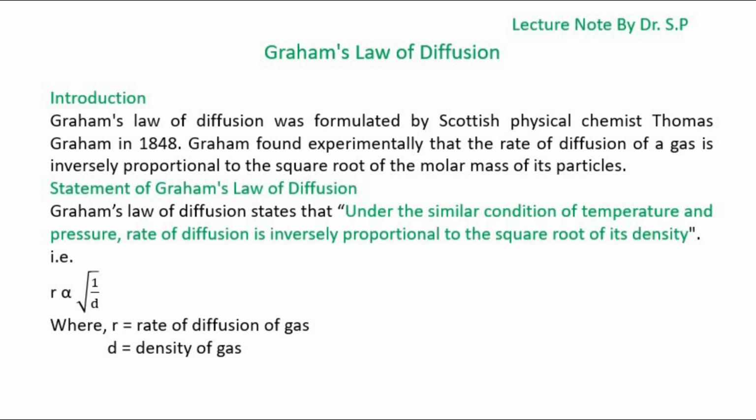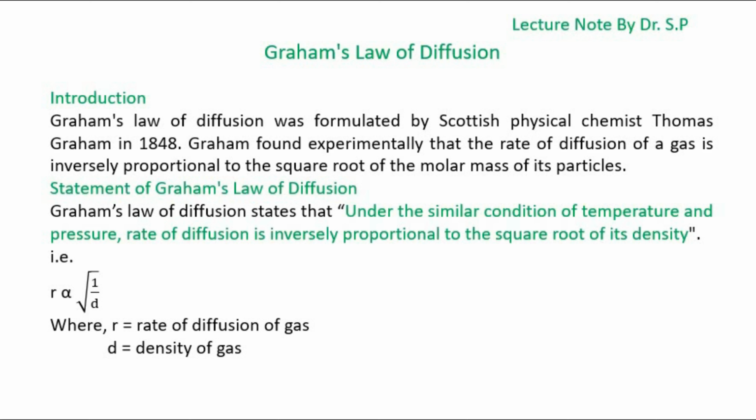Today, in this tutorial I will discuss Graham's law of diffusion. Let's start with introduction. Graham's law of diffusion was formulated by Scottish physical chemist Thomas Graham in 1848. Graham found experimentally that the rate of diffusion of a gas is inversely proportional to the square root of the molar mass of its particles.